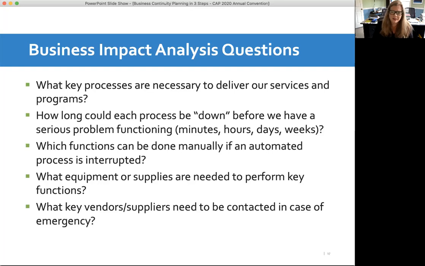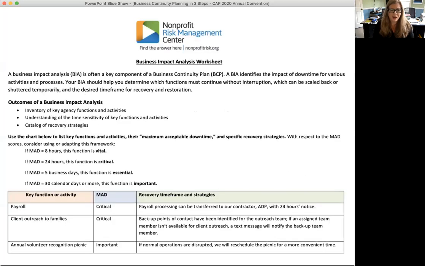processes that are necessary to deliver services? How long could each process be down? Which functions can be done manually if an automated process is not available? What equipment and supplies are needed to perform those functions? And who are the vendors and suppliers that we need to reach out to if we have an emergency?